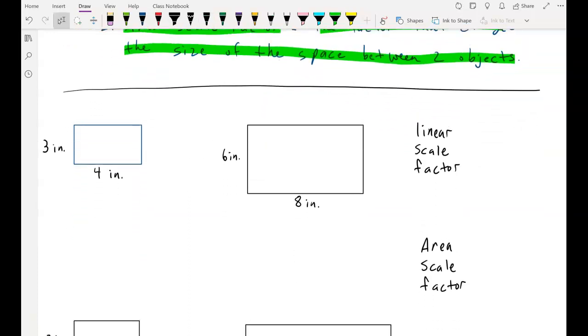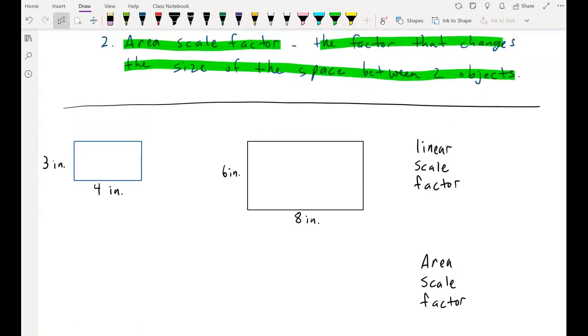We're going to be looking at these two rectangles here. We have a rectangle that measures 3 inches by 4 inches, and then it changes to 6 inches and 8 inches. Let's take a look at the linear scale factor between those two shapes. And if you remember, to find linear scale factor, we're going to divide the new dimension by the original dimension. Okay, because that's going to give you a scale factor every time.